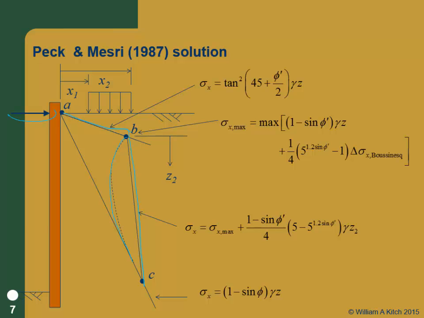Notice all this time I'm talking about rigid walls. If the wall's allowed to move, we'll talk about this before we finish, this is not going to happen. If the wall's allowed to move, we're almost always going to get to the active condition. So what's important is we design things like basement walls to K-naught conditions. If you have significant compaction behind them, it's going to be higher than K-naught conditions, right? This is K-naught, and this is gamma Z.